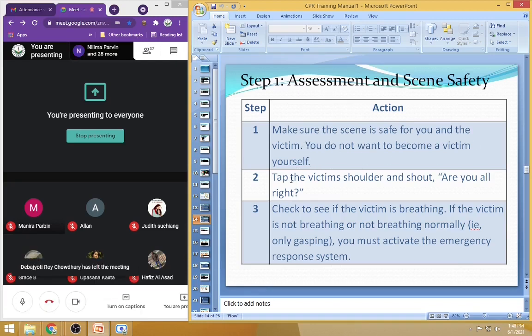Then, like the previous slide, tap on the victim's shoulder and shout, "Are you all right?" If you know the name, you can call the name, or you can tap on the shoulder and shout, "What happened? Are you all right?" Then check to see if the victim is breathing. If the victim is not breathing or not breathing normally, you must activate the emergency response system. That means you have to inform someone to come for help.